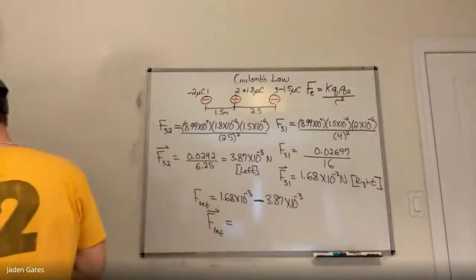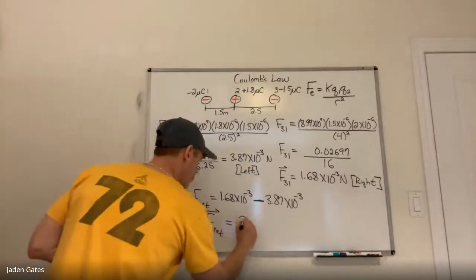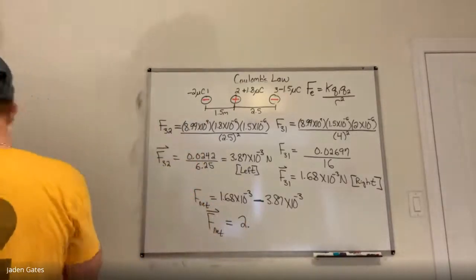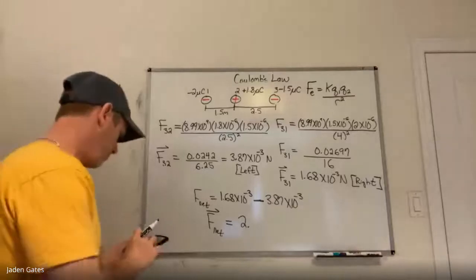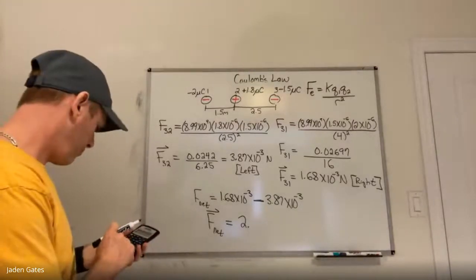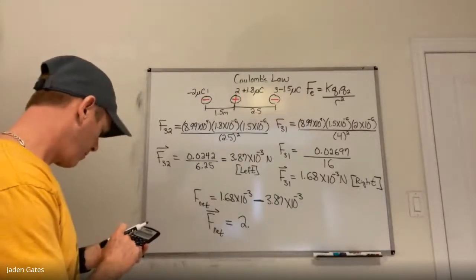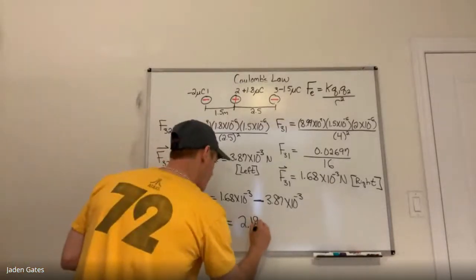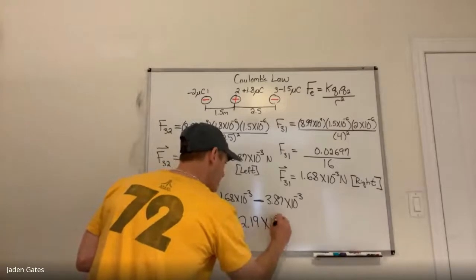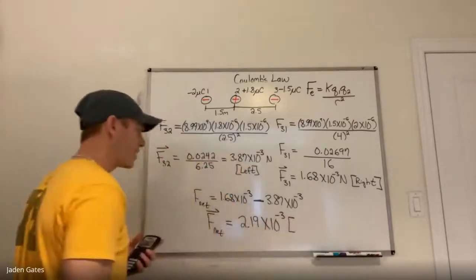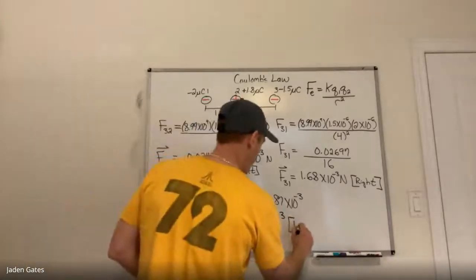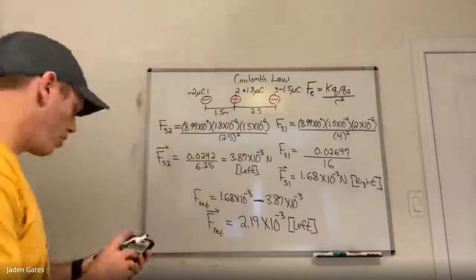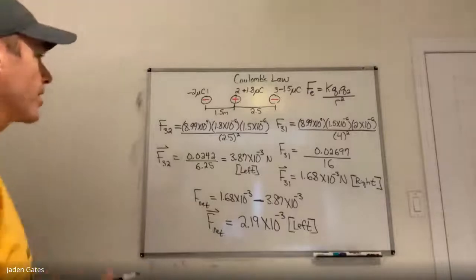And let's see here. I end up with negative. So this thing's going to be left. Negative 2.19 times 10 to the negative 3. And like I said, when I typed it in, it was negative, which means net force is going to be headed left on this charge at this particular moment in time.